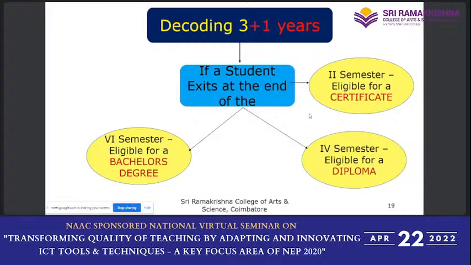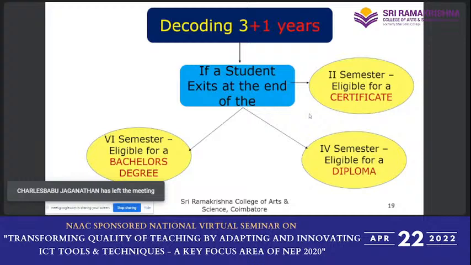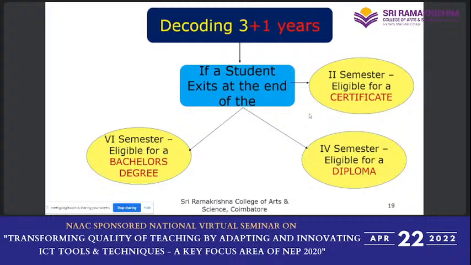But if for any reason a learner discontinues at the end of 2nd semester, he gets a certificate program. He gets a diploma program at the end of 2 years, 4th semester. He gets a bachelor's degree at the end of 6th sem. Now, especially commerce and management students, many of them would leave their studies at the end of 6th semester because they would like to get into CA, CS, ICMA, CFA, where a bachelor's degree is the eligibility.